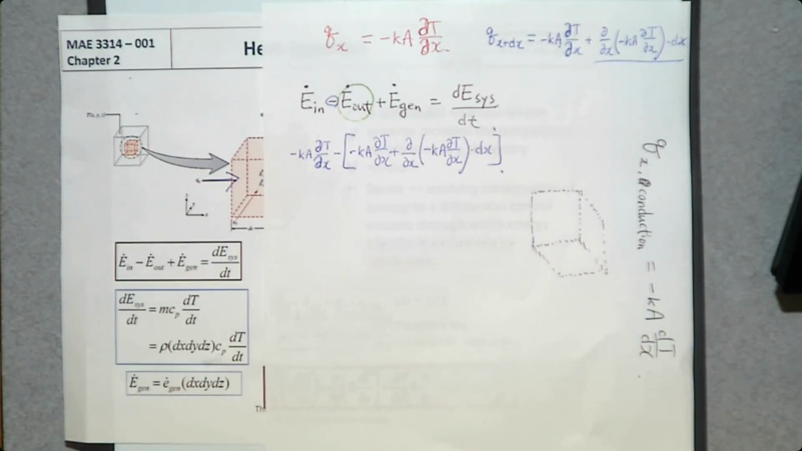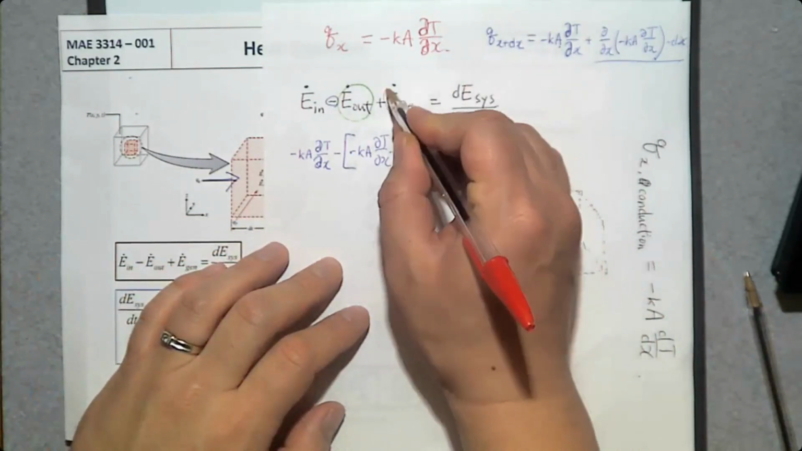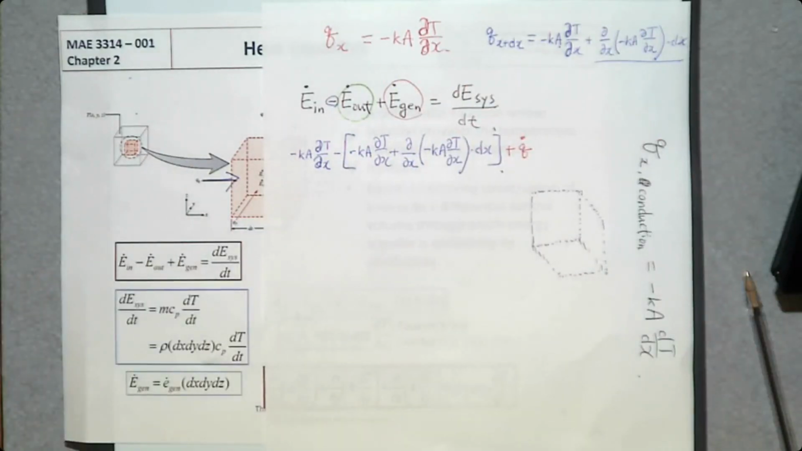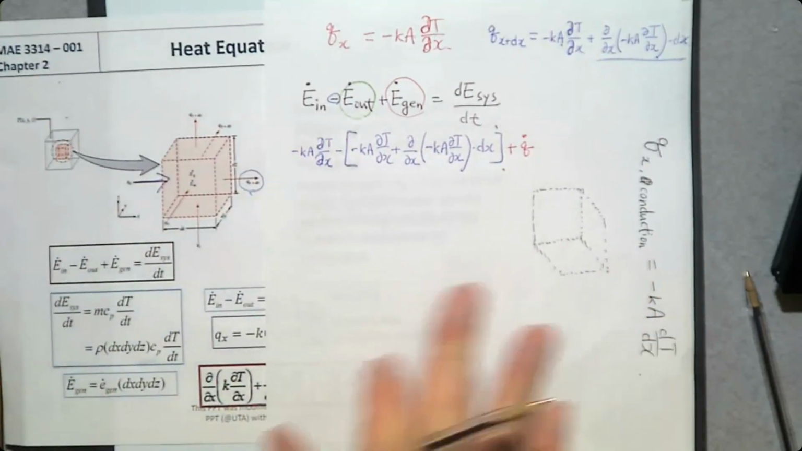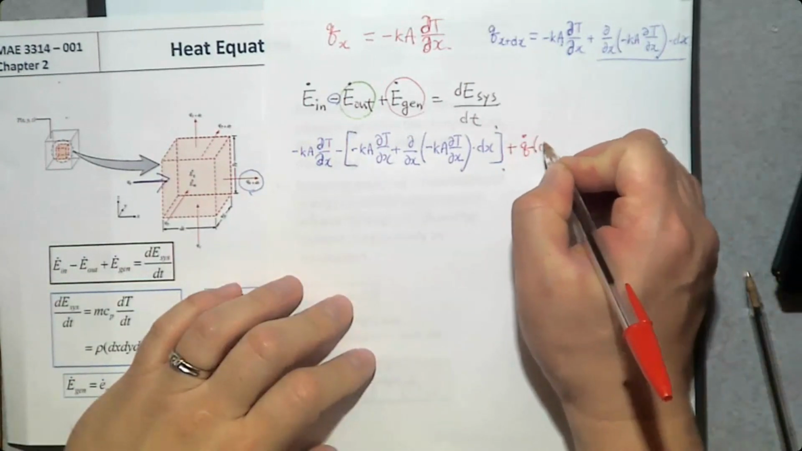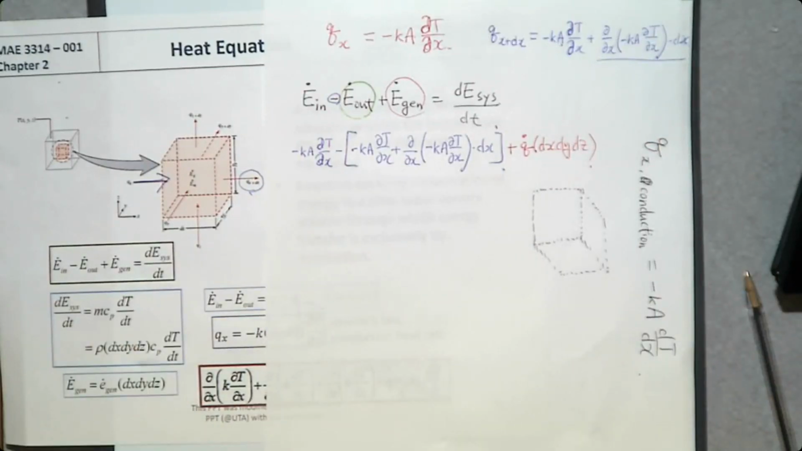What about energy generation? I do not know. So let's just assume that the volumetric energy generation, the heat generation per volume, is Q dot. I'm going to say the heat generation Q dot per volume, so per unit volume. Then what is the unit volume? dx, dy, dz. Unit volume, dx, dy, dz. That is heat generation.